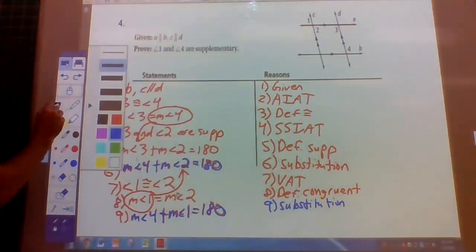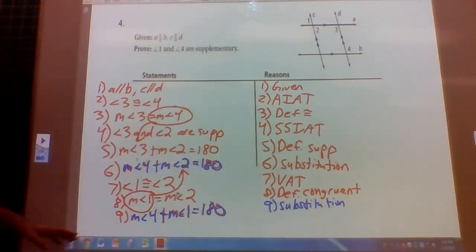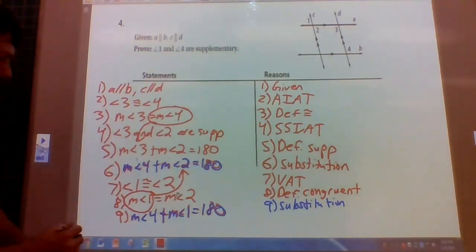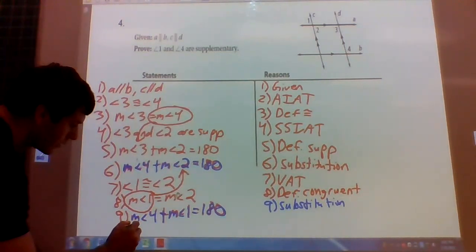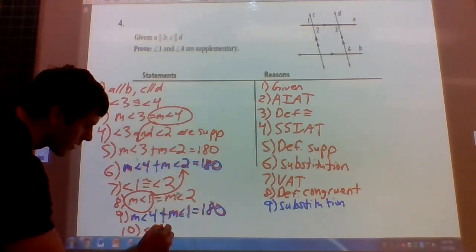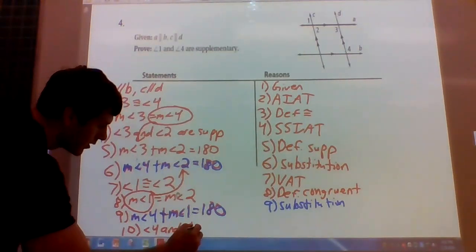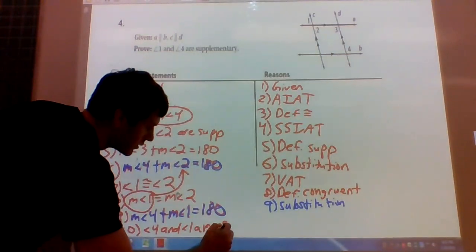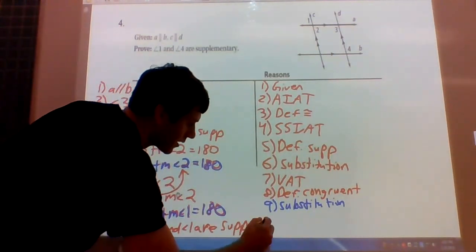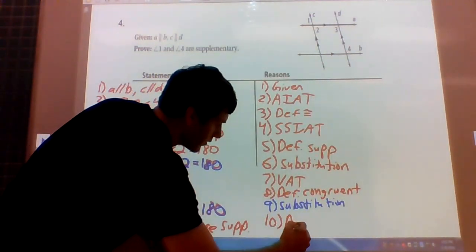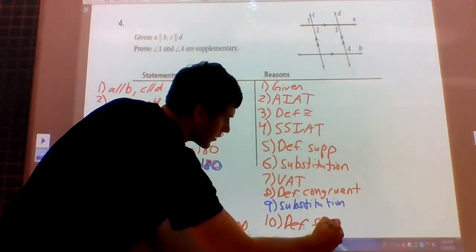Right, and now that we have 2 angles that add to 180, we know those are supplementary. So we can say angle 4 and angle 1 are supplementary. And that's our definition of supplementary.